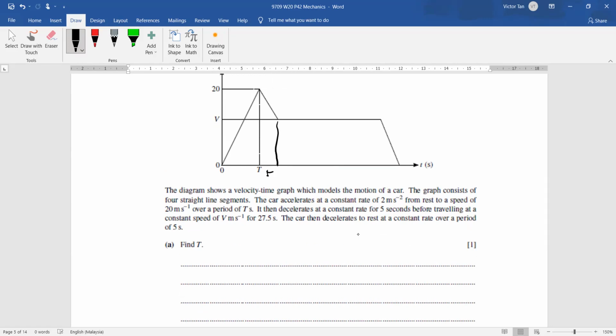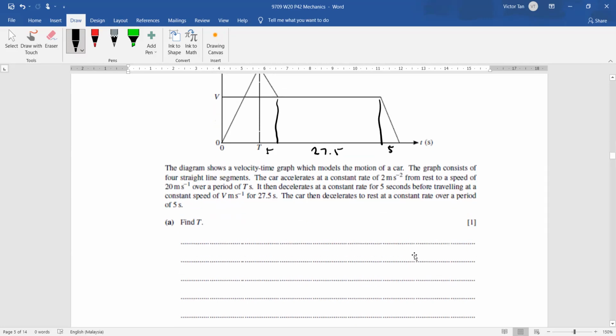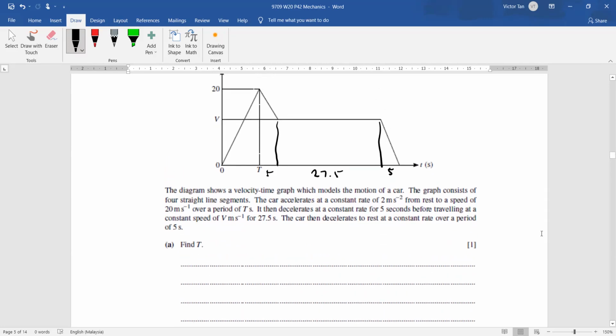So here is 5. Here's 27.5. Here's another 5. Okay, t. So for the first part, the gradient is 2. 2 equals 20 over t. T equals 10.